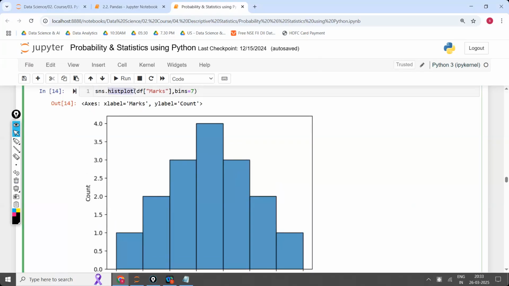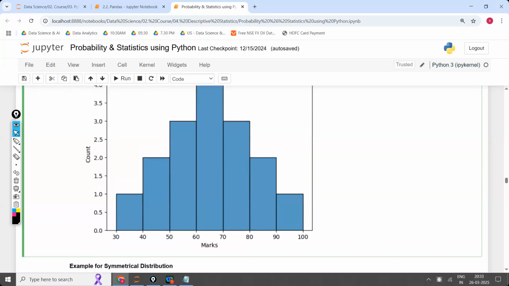So what are the plots we have covered? First plot is called a box plot, applied on which type of variable? Continuous. The second one is called what plot? Count plot, applied on discrete variable. Now the third one is histogram, applied on continuous.